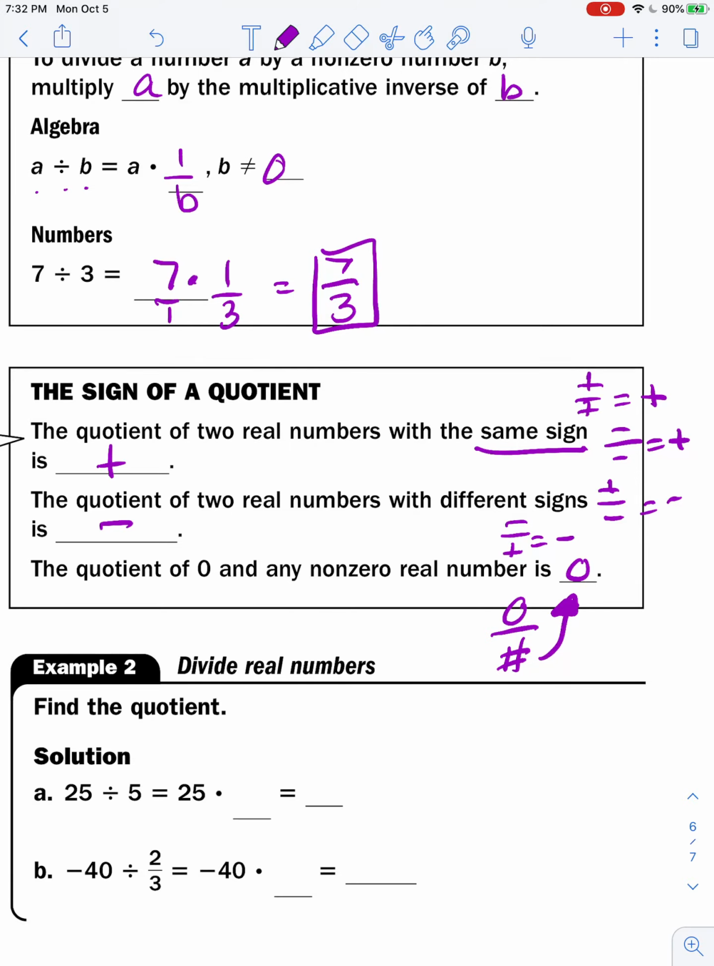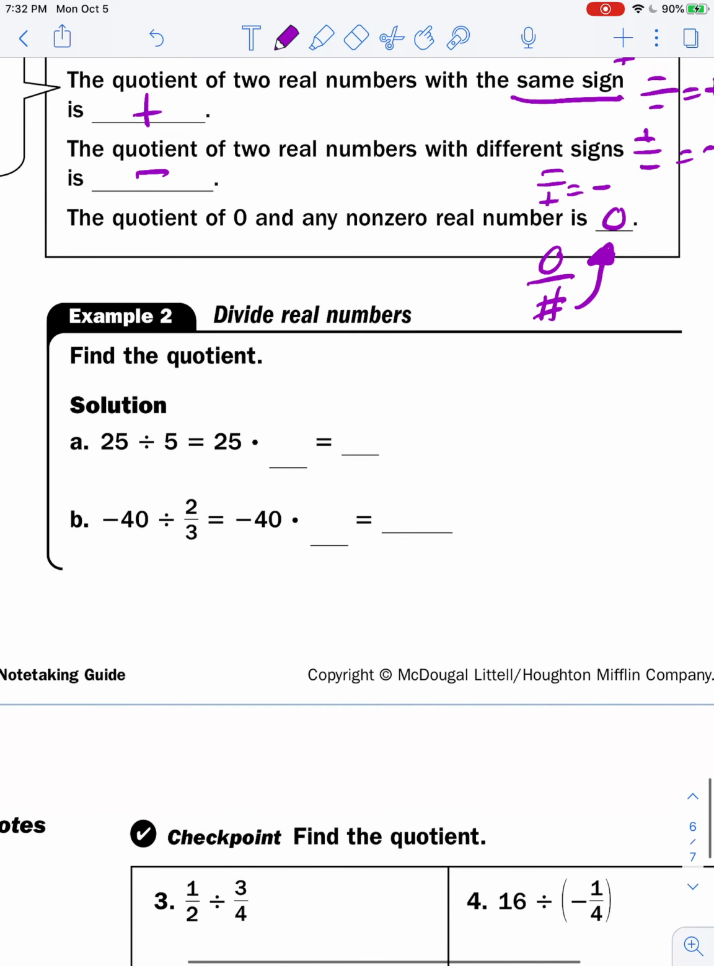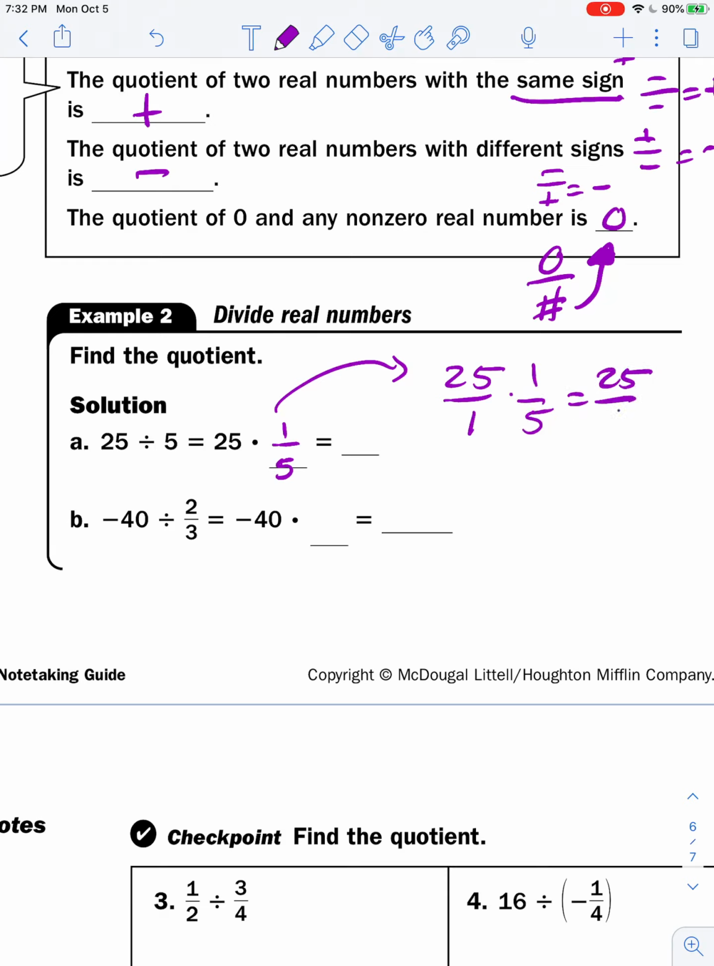You're just going to get 0 every time. So here, 25 divided by 5 is the same as 25 times 1 over 5. So if you think about that, you can say, well, 25 over 1 times 1 over 5, multiply the tops and the bottoms, and my answer would be 5. And since they're both positive, my answer is positive.